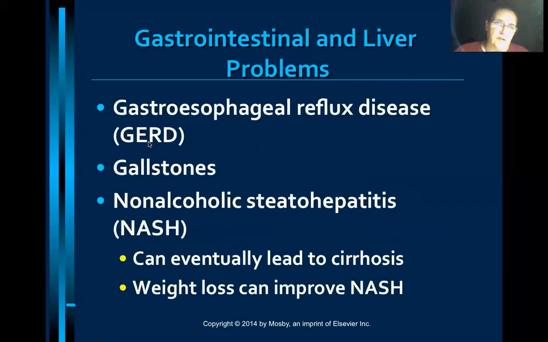We also see gastroesophageal reflux disease, GERD. We see an increase in gallstones. We see an increase in non-alcoholic steatohepatic disease, which is fatty liver, a non-alcoholic version of fatty liver, and that can be improved with weight loss.